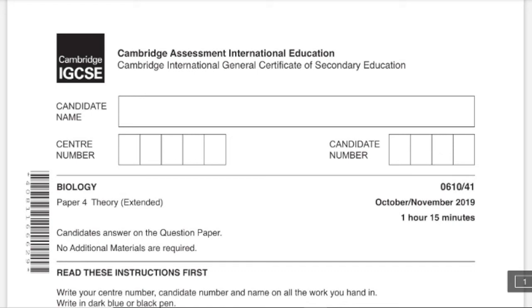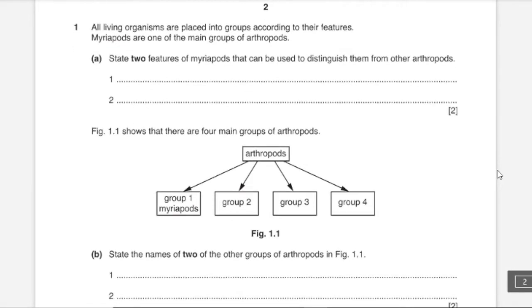This is 0620 Biology, Paper 4, Variant 1, October-November 2019 session. Alright, starting with question number 1. All living organisms are placed into groups according to their features. Meropods are one of the main groups of arthropods. A. State 2 features of meropods that can be used to distinguish them from other arthropods.